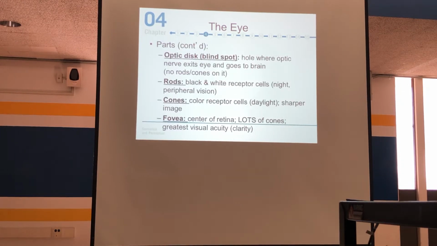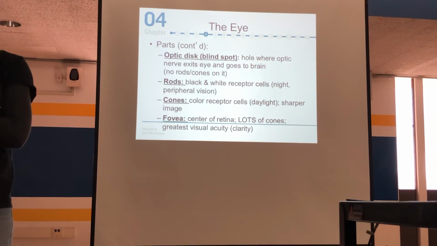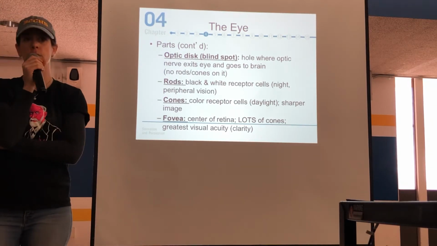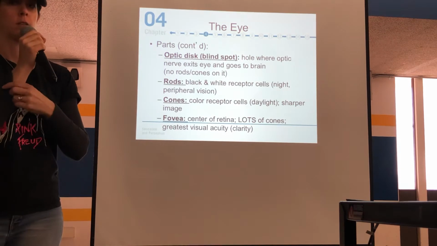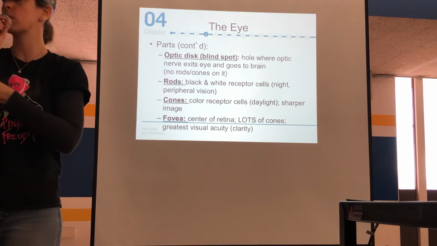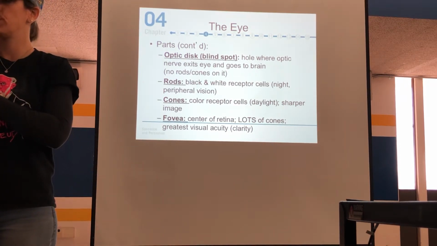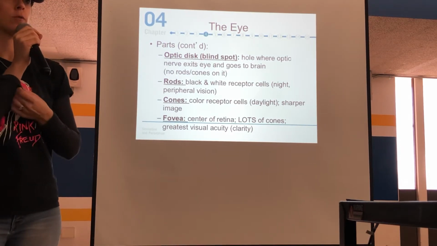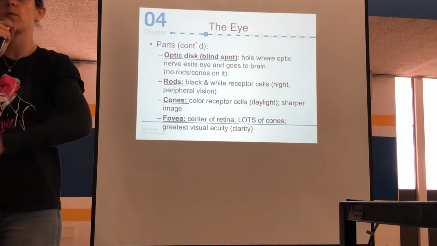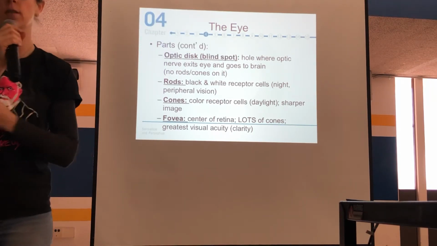Okay, what do you call the area of greatest visual acuity? Fovea, because it has a lot of cones, so that's why we have great visual acuity. What do you call the blind spot? Optic disc. Why is it blind? Because there are no rods and cones, because if there were, they would block the optic nerve. And the optic nerve needs a clear pathway so it can send information to the brain. Good.